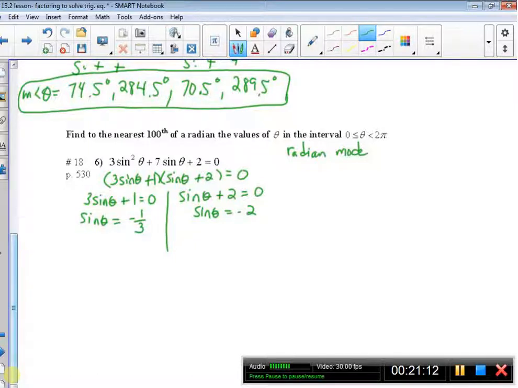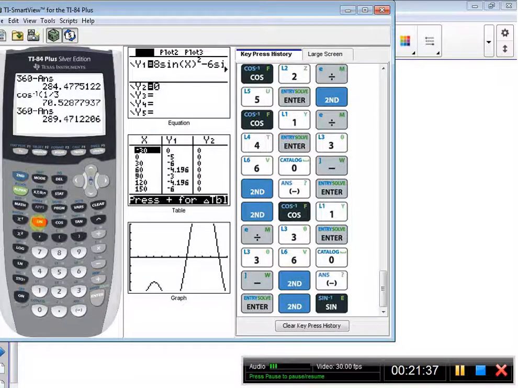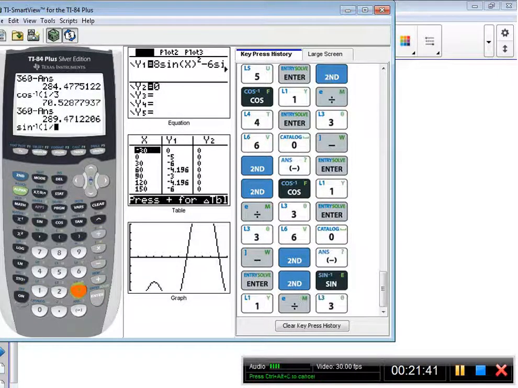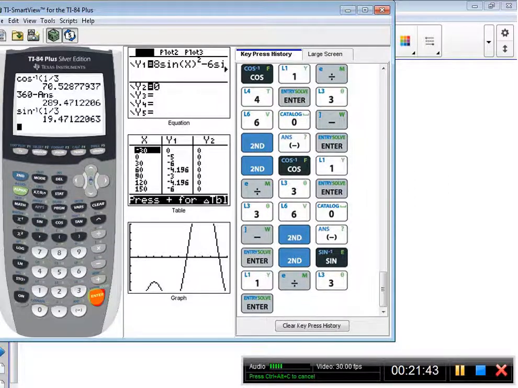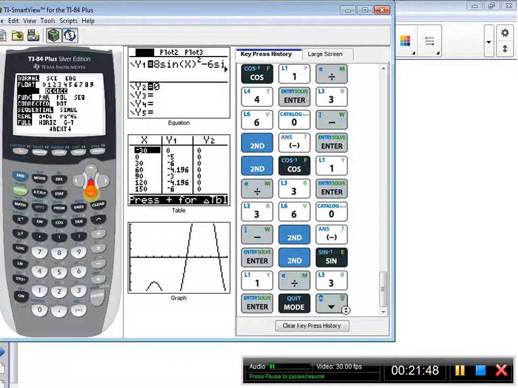Now remember on the previous one, when we had a value that was not between negative 1 and 1, it's going to be rejected. So this one is going to be rejected. Okay? Doesn't work. So all I have to do is this last one. So where is sine negative? Quadrants 3 and 4. Lovely track team. So I'm going to do second sine 1 divided by 3, and I have 19.47. Now I need to go back and change that mode though. I want to be in radians.